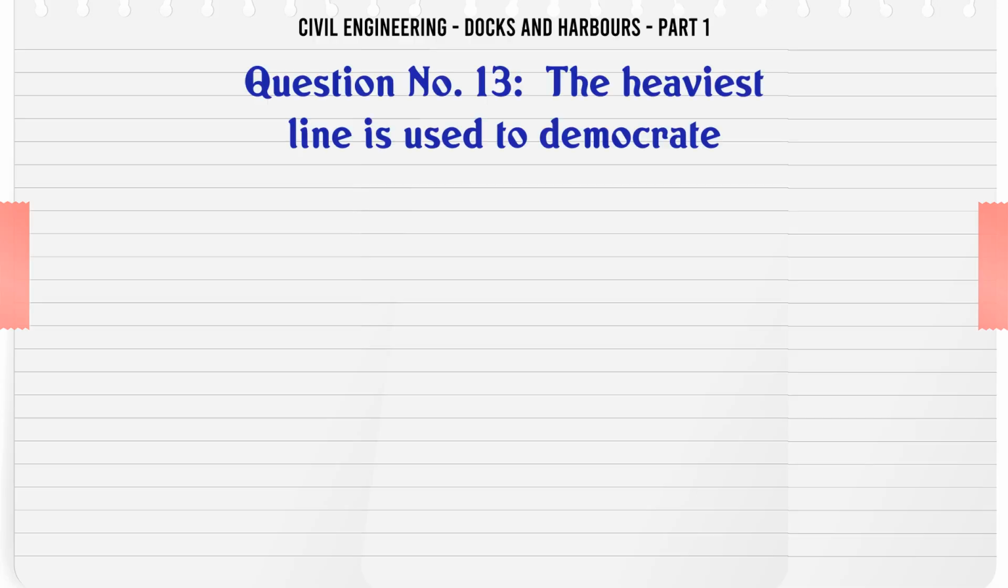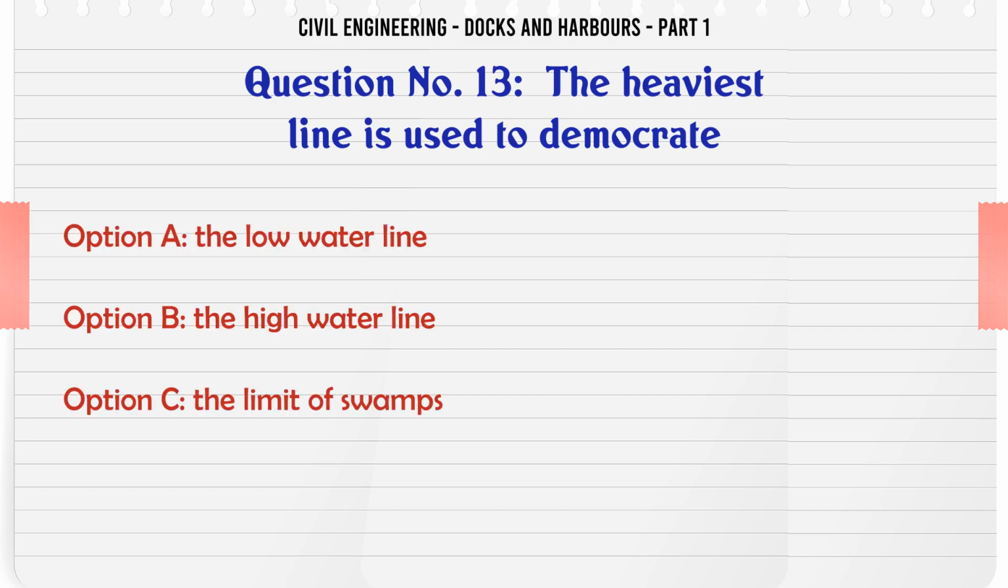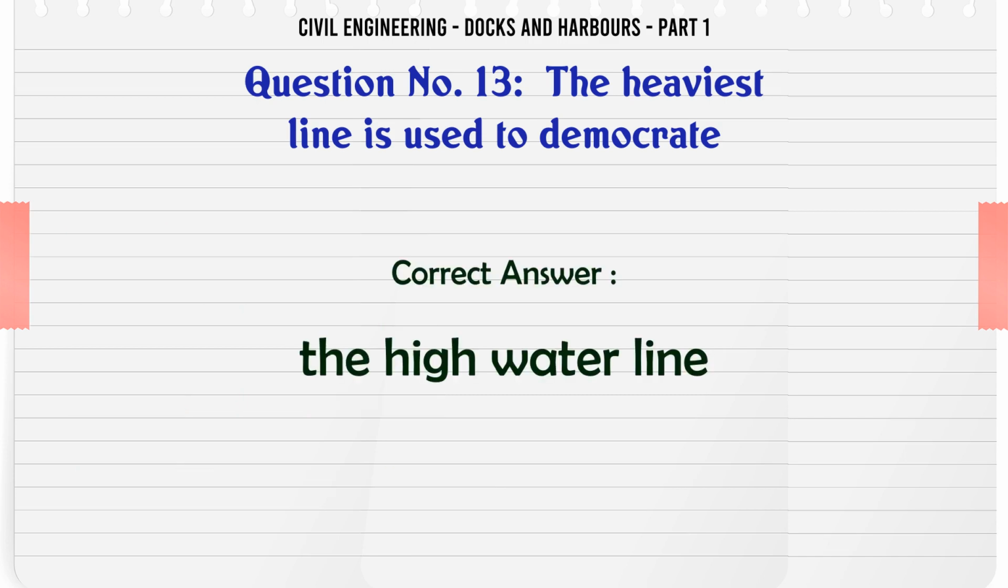The heaviest line is used to demarcate: A. The low water line. B. The high water line. C. The limit of swamps. D. The direction of current. The correct answer is the high water line.